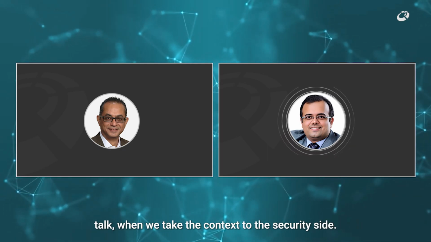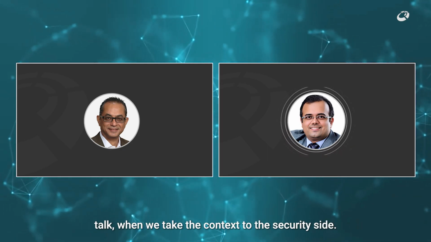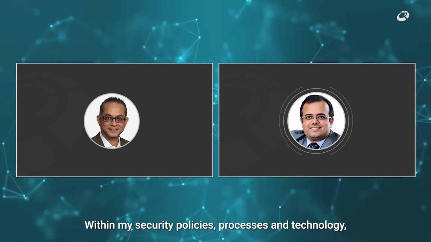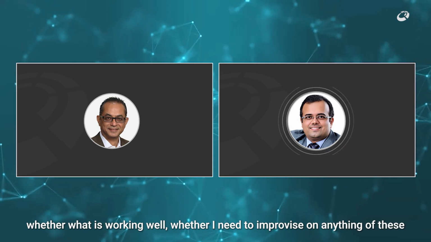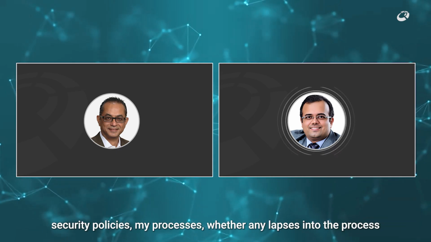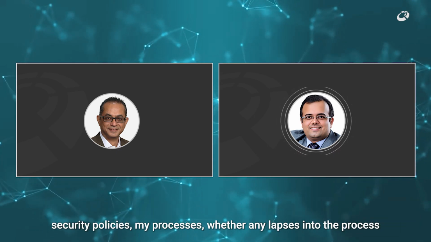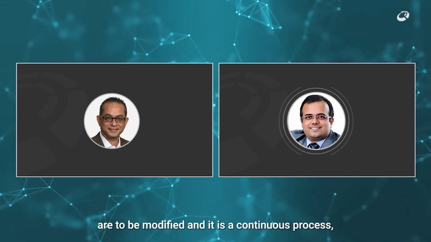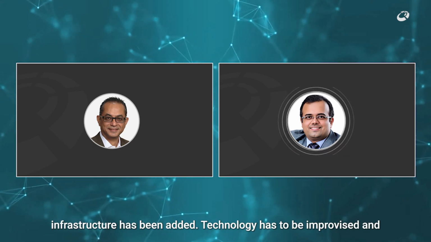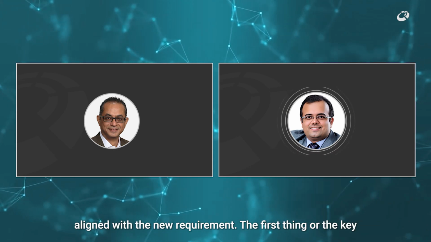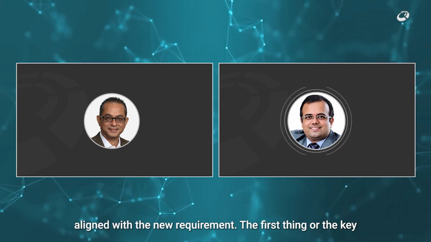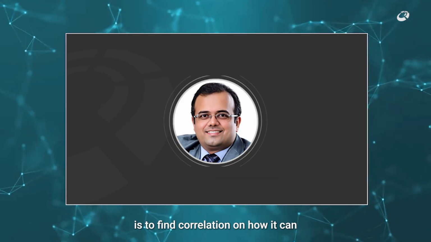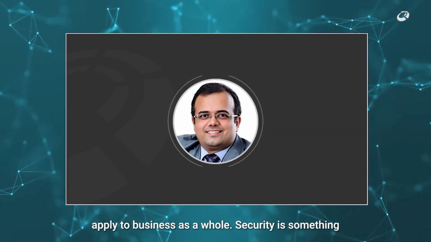When we take the context to the security side, within my security policies, processes, and technology, metrics show what is working well, whether I need to improve any of these security policies or processes, and whether any lapses in the process are to be modified. It is a continuous process. When new infrastructure is added, technology has to be improved and aligned with the new requirement. The key is to find the correlation with how it applies to the business as a whole.